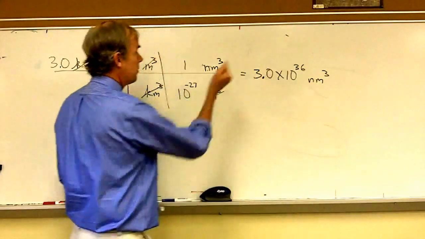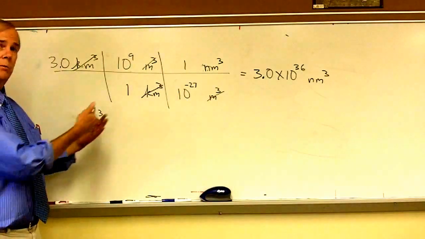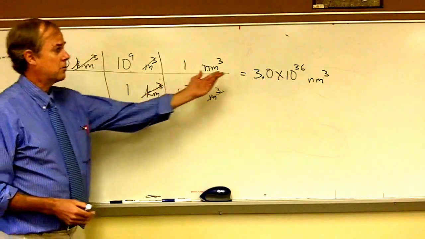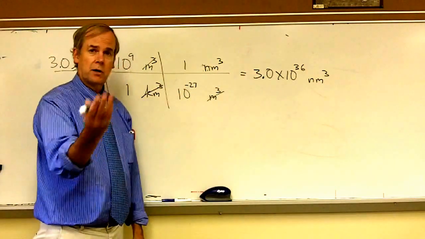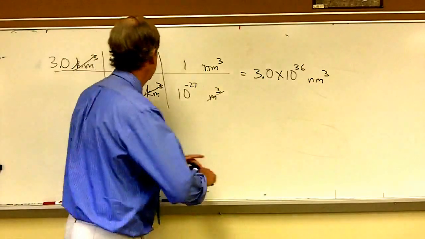In any event, the digits are correct because this is the only measured number on the board. So 2 digits, 2 digits. I have the correct units. I've made a successful conversion.